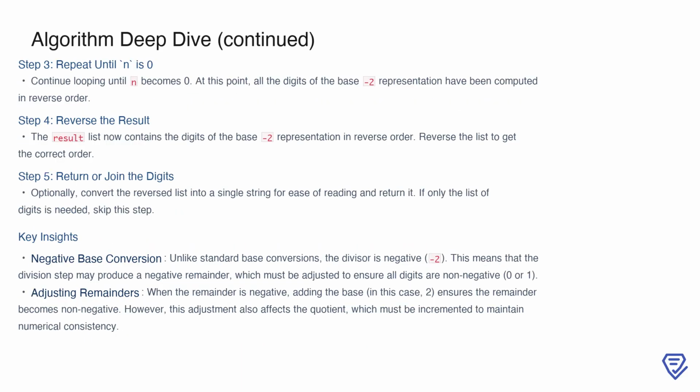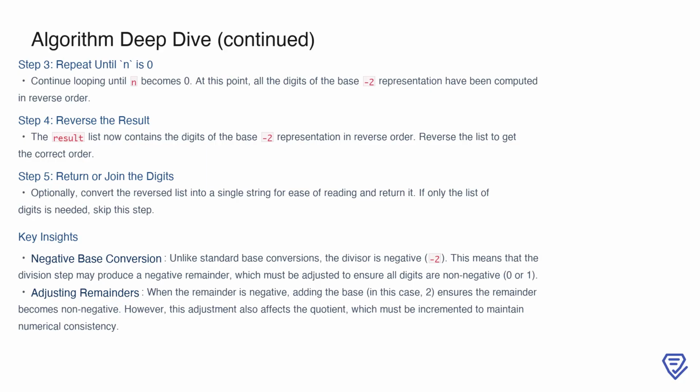Once the loop has processed all digits, it will terminate when n becomes 0. At this point, we will have computed all the digits of the base -2 representation, but they are stored in reverse order in the result list. This happens because the iterative process computes the least significant digit first and progresses toward the most significant digit. To obtain the correct order, we reverse the result list.